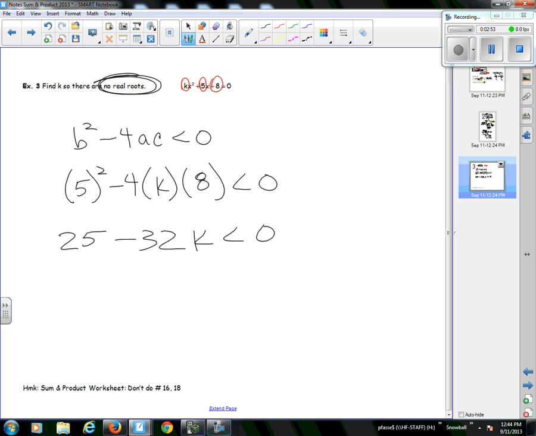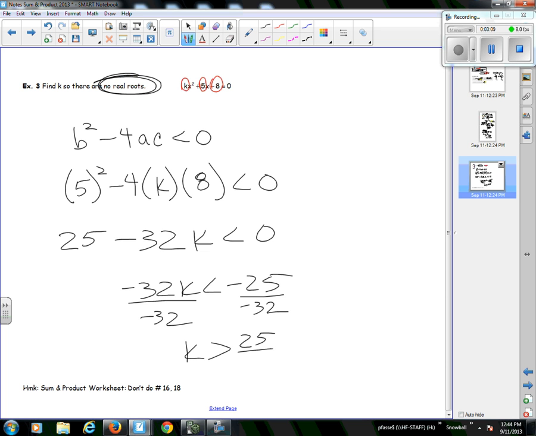And now we can either move over the 32k or subtract over 25. If I subtract over 25, we get this. I divide by negative 32. Whenever we divide by a negative, we flip the inequality sign, and let's just change that to positive. So to find a value for k that will make that quadratic have no real roots, based on the information we have, the coefficient k would have to be greater than 25 over 32.